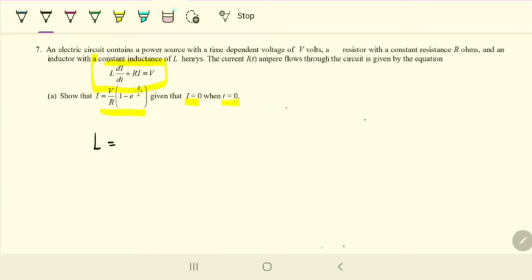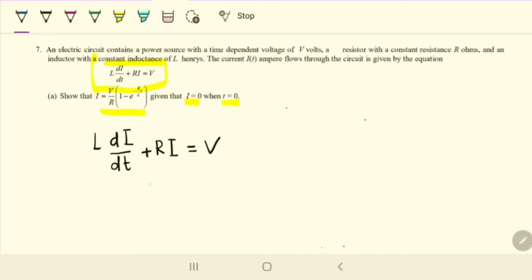We have L di/dt plus Ri equal to V. So this is not a typical differential equation that you see, because usually we have y and x, dy/dx, but now we have di/dt. So it's important to make this note.